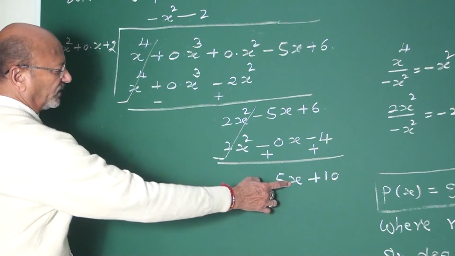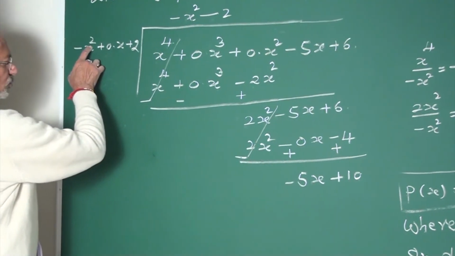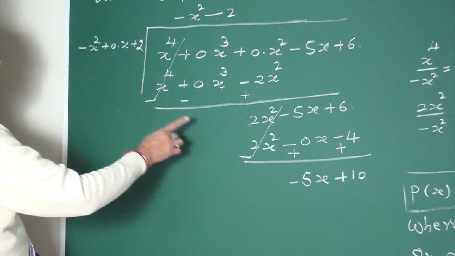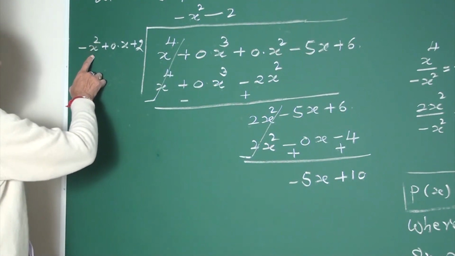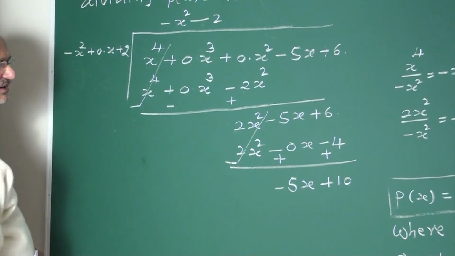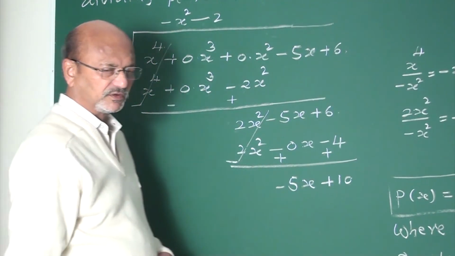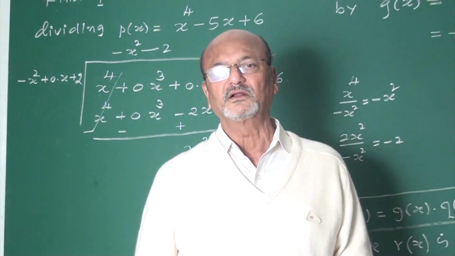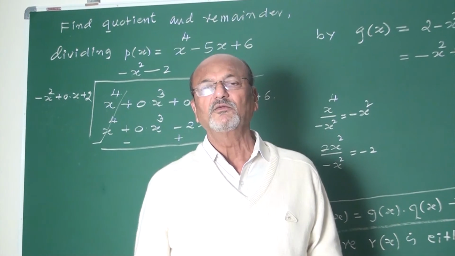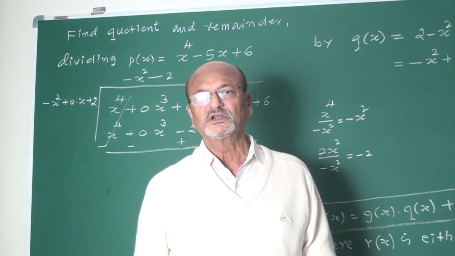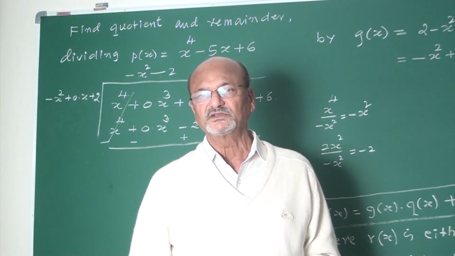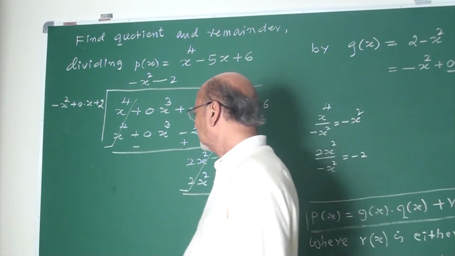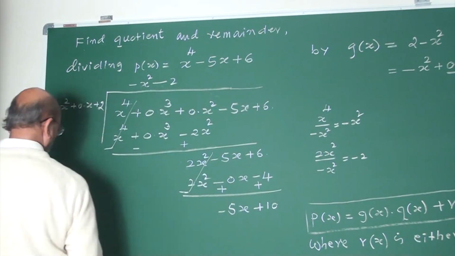What is the power of x here? 1. What is the power of x in the divisor? 2. The power of x in the remainder is less than the power of x in the divisor, so the method of division stops. The degree of that remainder is 1, and the degree of the divisor is 2. So the degree of the remainder is less than the divisor. The method of division stops, my friends. Then you have to write what is quotient and what is remainder.